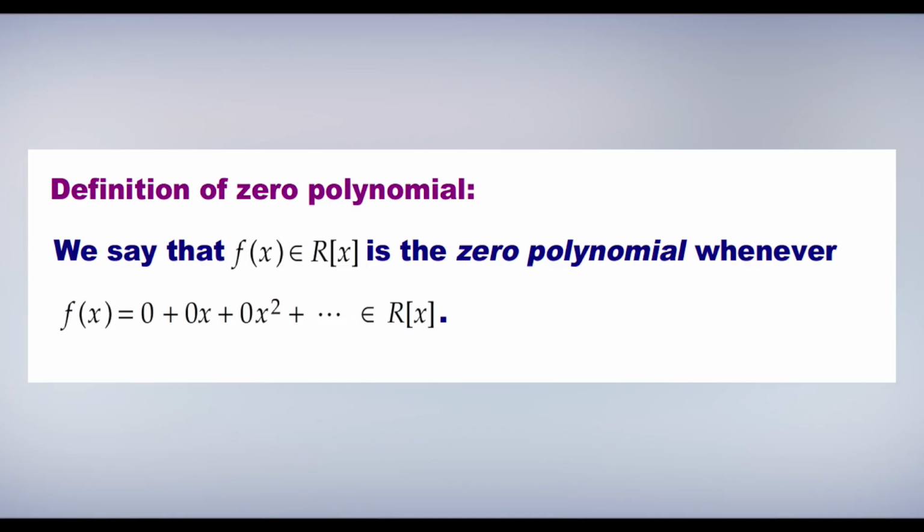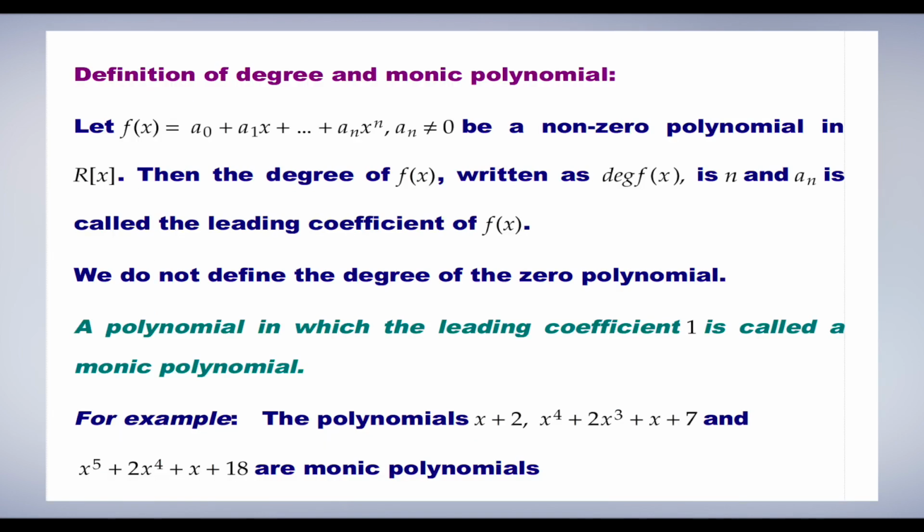Let us see some definitions related to the ring of polynomials. Definition of zero polynomial. We say that f(x) belongs to R[x] is the zero polynomial whenever f(x) = 0 + 0x + 0x² + and so on belongs to R[x].